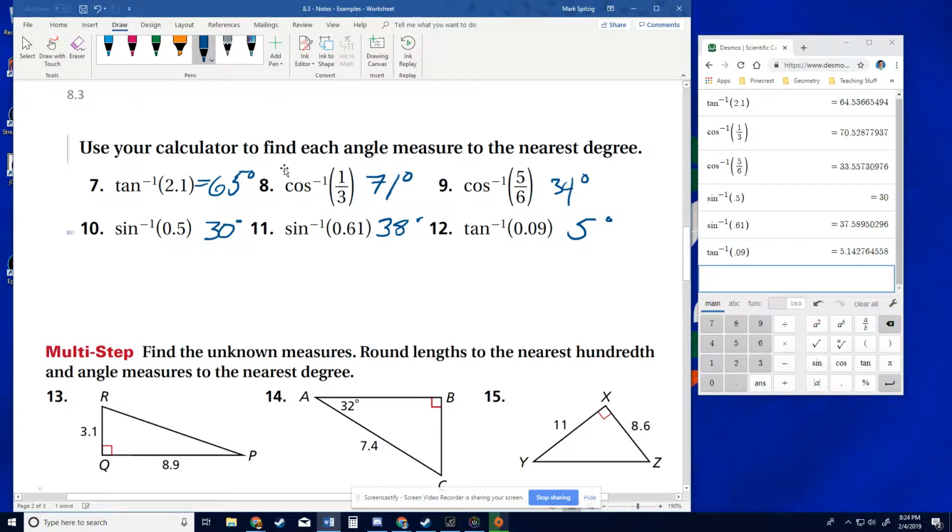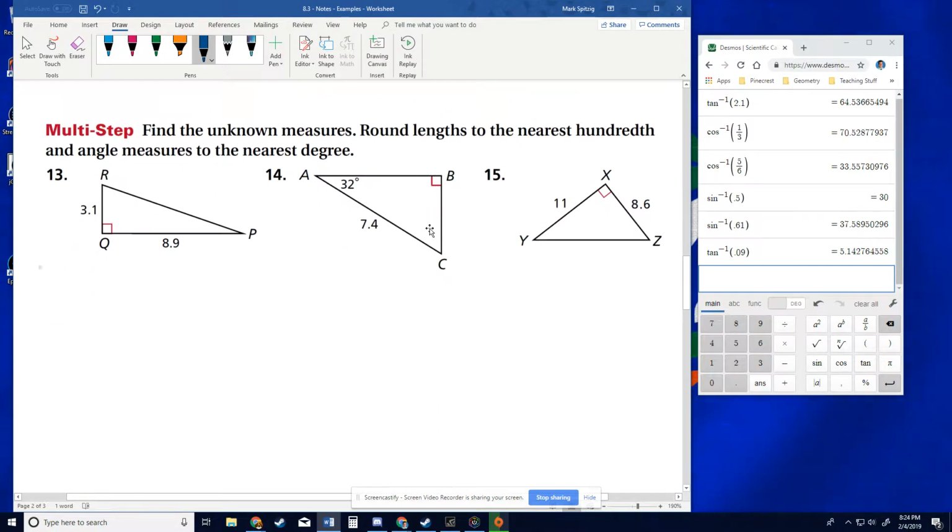All right, sounds good. If we go down here, find the unknown measures, so round the lengths to the nearest hundredth and the measure angles to the nearest degree. Okay, so in this case, we have two sides. Again, we can find the missing third side here using the Pythagorean Theorem. That's not too new here, so I'll just put C for the side we're trying to find, X for this angle, Y for this angle, and we can write some equations.